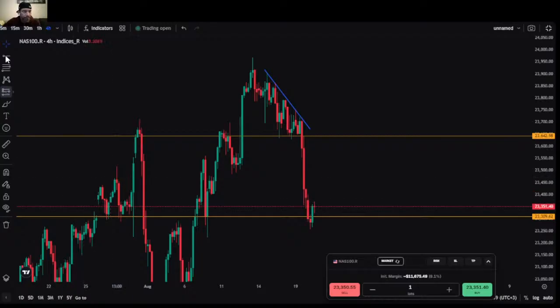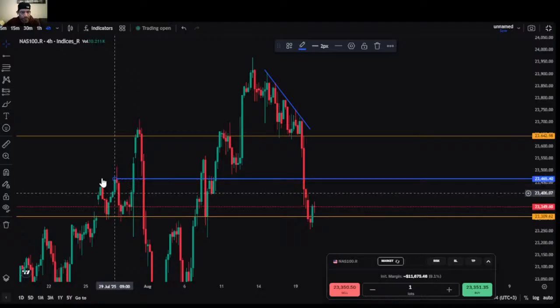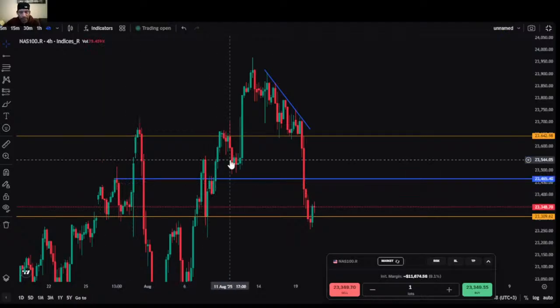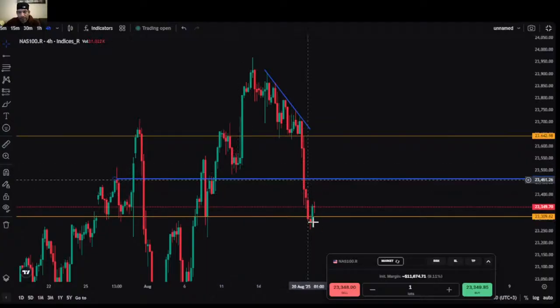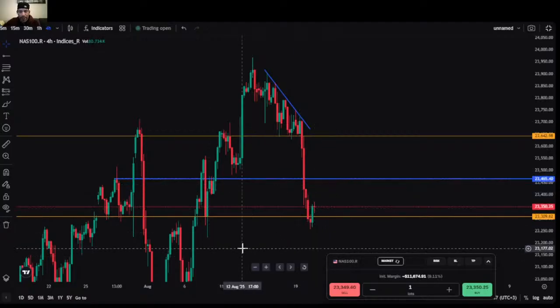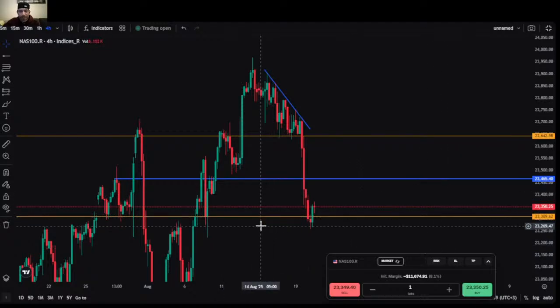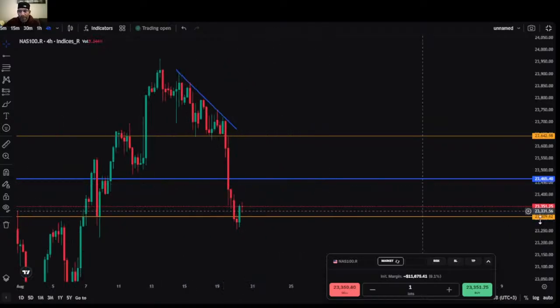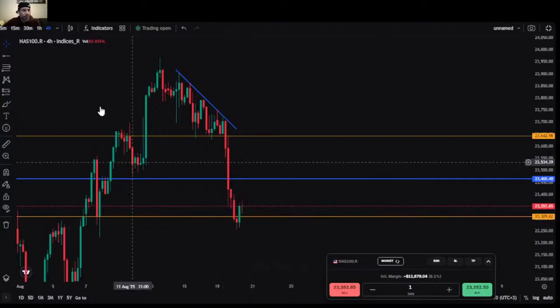Yeah, so for example, we have this resistance here and expect it here, expect it here. So yeah, this could be an area where we might come up for a correction and then continue the downward movement because we're bearish in the market, super bearish. So I'm expecting further downside, but we'll wait for this correction to complete and then we might have a move on the NAS100 here.